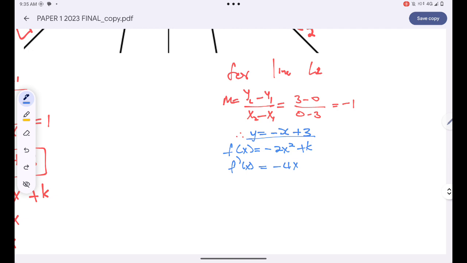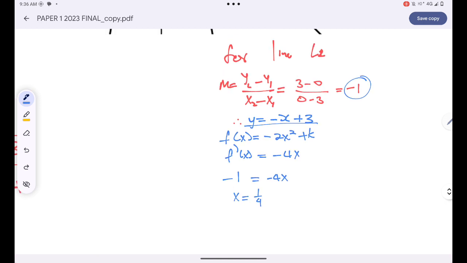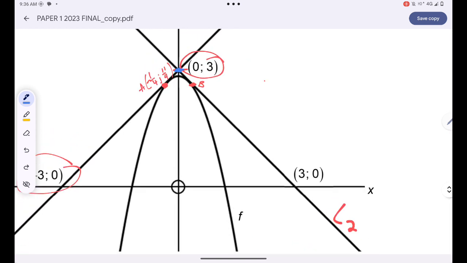I know the gradient of my tangent. I can therefore find the x value at which the tangent is in contact with the curve. The gradient is just equal to negative 1. That's negative 1 is equal to my derivative, and hence x is basically equal to positive 1 over 4. Now I know that the x value there is just positive 1 over 4.